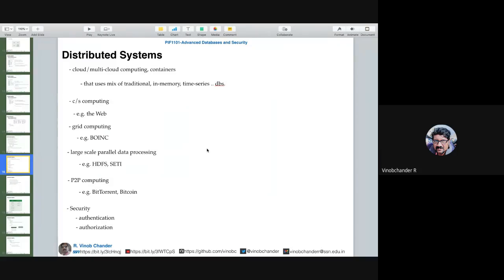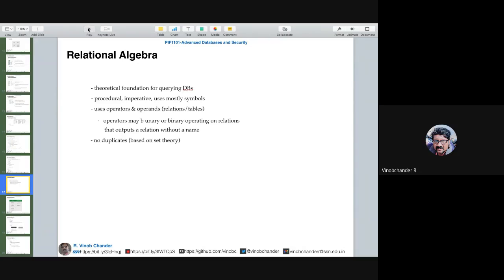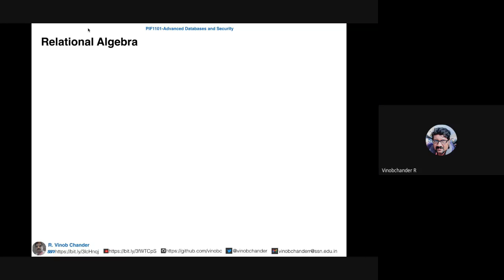So, Akash, in the previous class, we talked about distributed systems. So, let us continue our discussion. Today, we will talk about relational algebra. Okay, so let's get started with relational algebra.